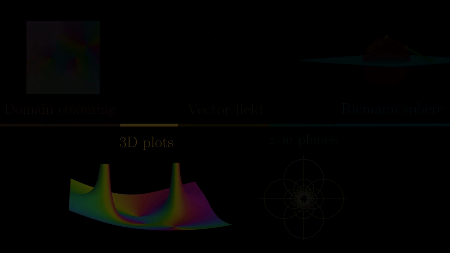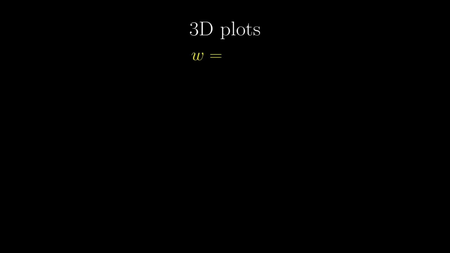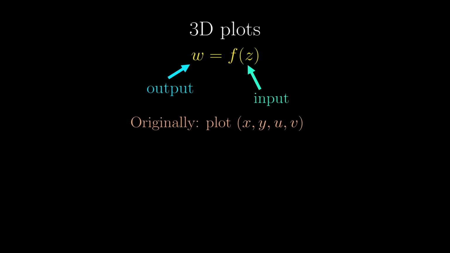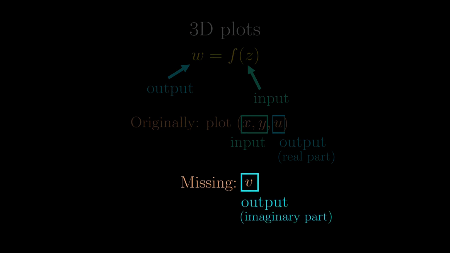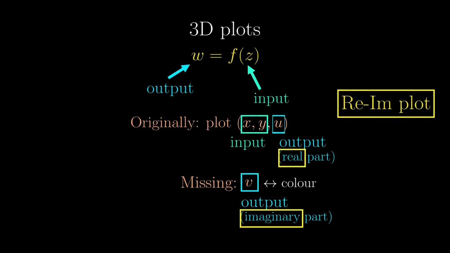The second way would be 3D plots. For any complex function having its input and output, originally we would want to plot points like these. The first two represent the input, x plus iy, and the last two represent the output, u plus iv. But we are 3D creatures, so we need to sacrifice one coordinate and plot these points instead. The missing coordinate, in this case the imaginary part of the output, is represented by the color. For this reason, let's call the resulting plot the re-im plot.